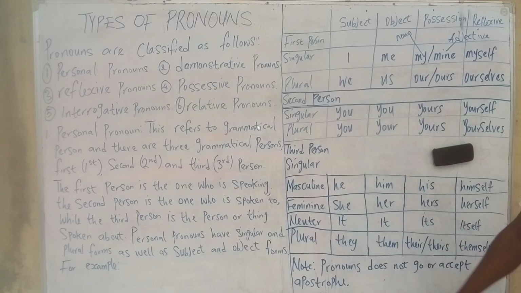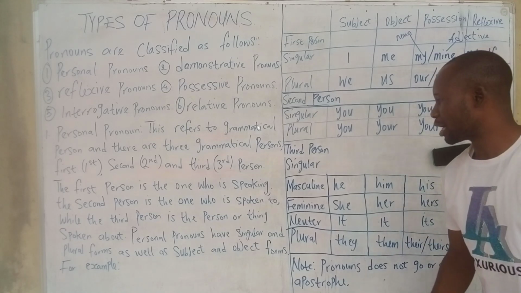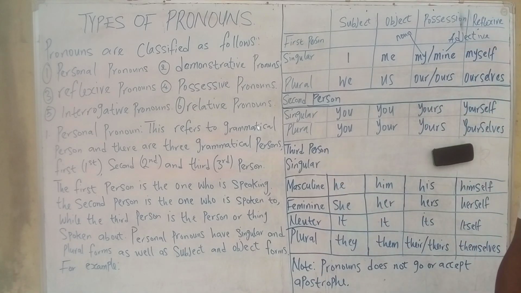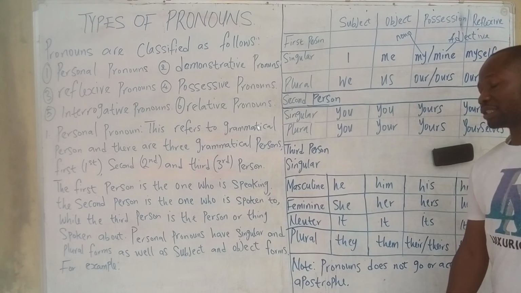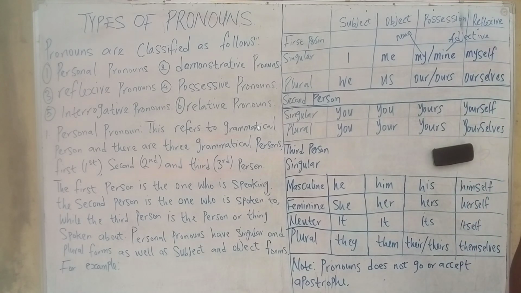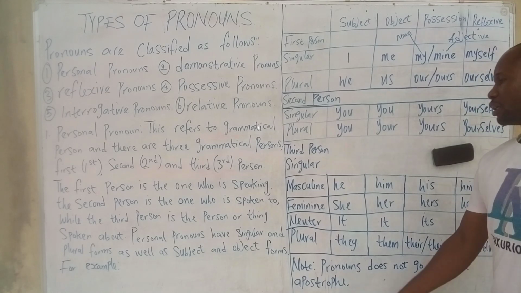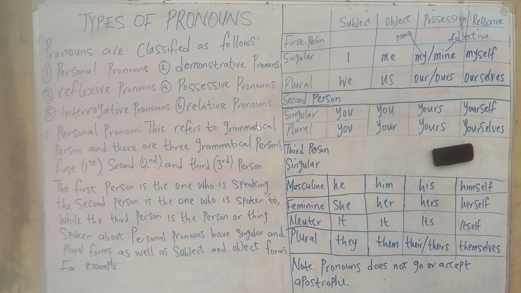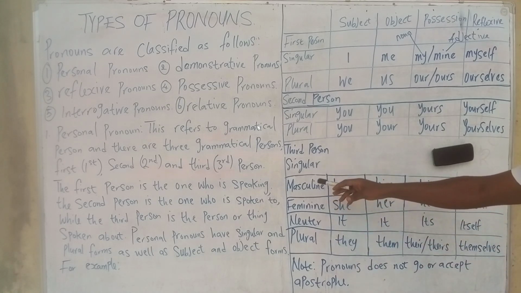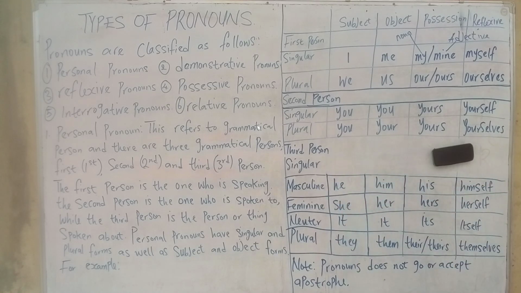Then the last one for today, before we switch to part 2 of this topic, we now have the third person, which is somebody or something spoken about. But in this third person, there's something very, very critical that I would like you to take note of. We have the singular. Under it, we have these ones, 1, 2, 3 are singular.